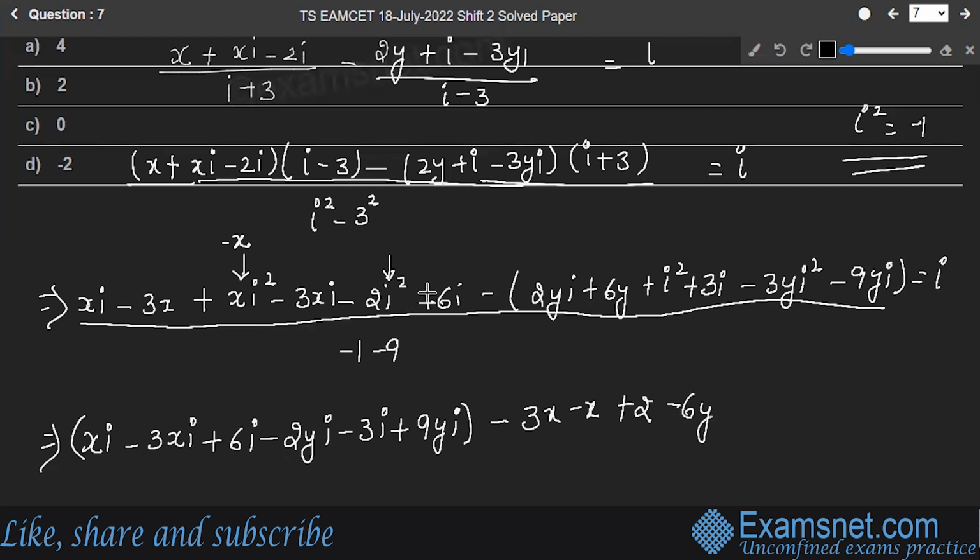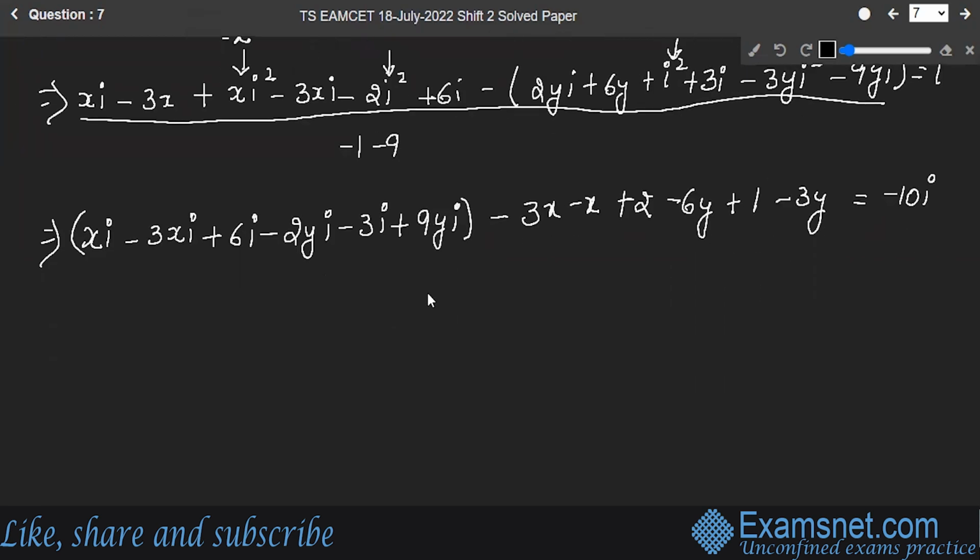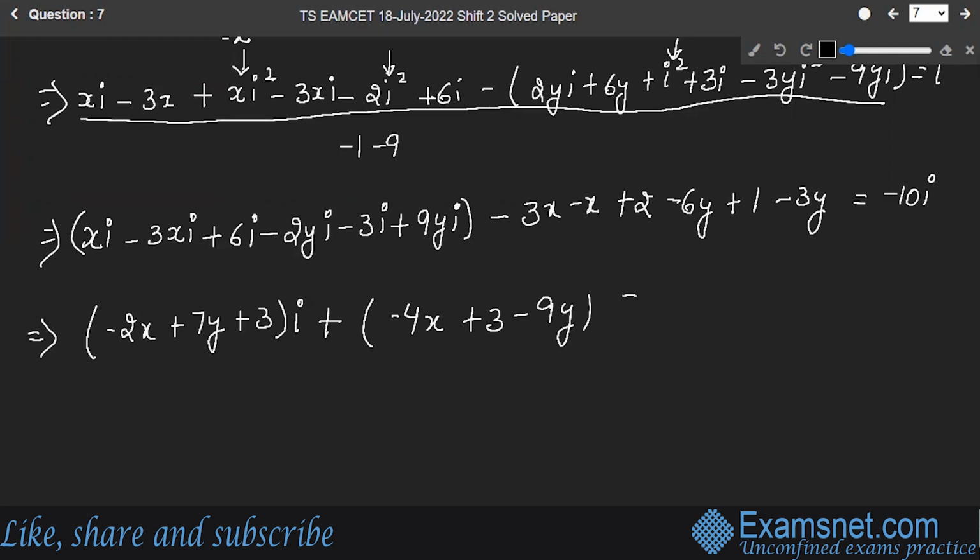Next, minus 6y iota square is equal to minus 1. So minus this will be plus 1. And this term is equal to plus 3y, which on opening will give you minus 3y. And I think we are done with all the terms, right? So this is equal to minus 10 iota. Okay, so this can be written as minus 2x plus 7y and plus 3 iota. Okay, minus, this will be minus 4x plus 3 minus 9y. This is equal to minus 10 iota.